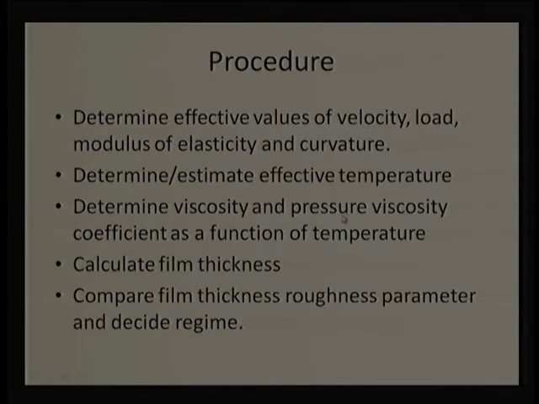And if possible, calculate the pressure viscosity coefficient as a function of temperature. This also may reduce. Then calculate the film thickness. Once we know the film thickness, compare it with the roughness and decide what the regime will be. Once we know the regime, we can find out the coefficient of friction. If it is mixed lubrication, it may turn out to be lesser than 0.1. If it is boundary lubrication, it will turn out to be between 0.1 to 0.3.